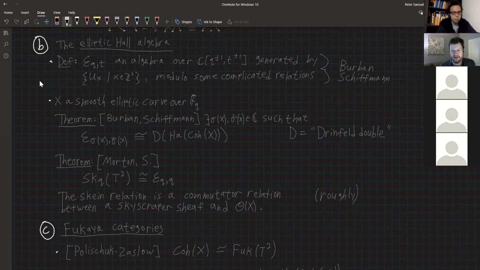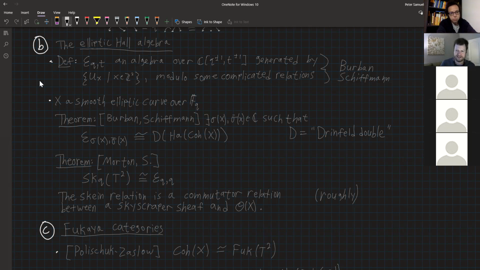Okay. And also, well, you don't get the whole Hall algebra. You only get a certain nice subalgebra of it, but that's okay. So this is the analog of Ringel's theorem. Ringel showed that there exists some algebra depending on a formal parameter. And if you specialize that parameter to be a prime power, you get a Hall algebra.